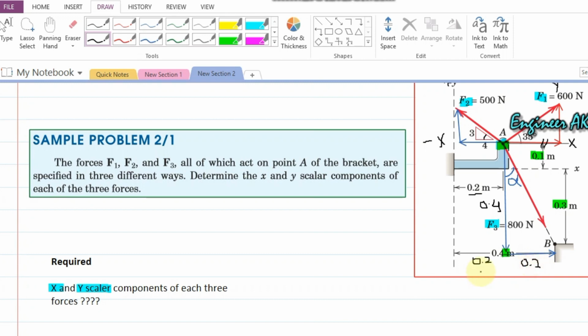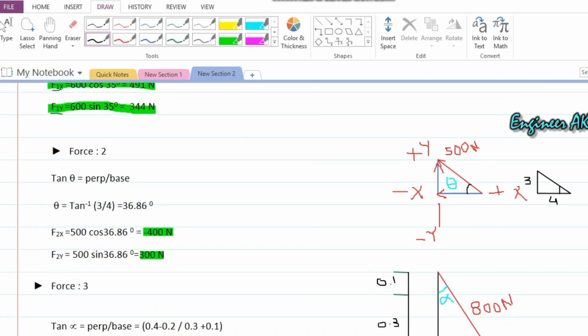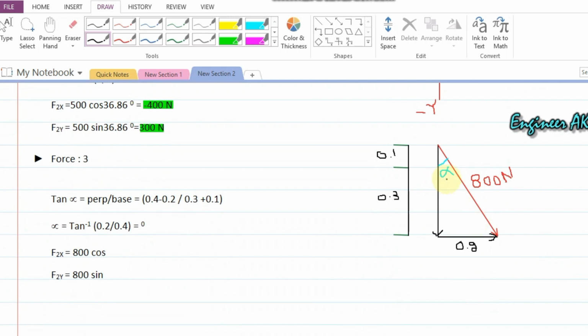So combined, if I add both of these, it will give me 0.4, right? So now we will solve this triangle. Let's move back. Here I have already drawn that force. From point A till here it was 0.1, and then from that till below it was 0.3. So if I sum these both, it will combine and give me 0.4, right?